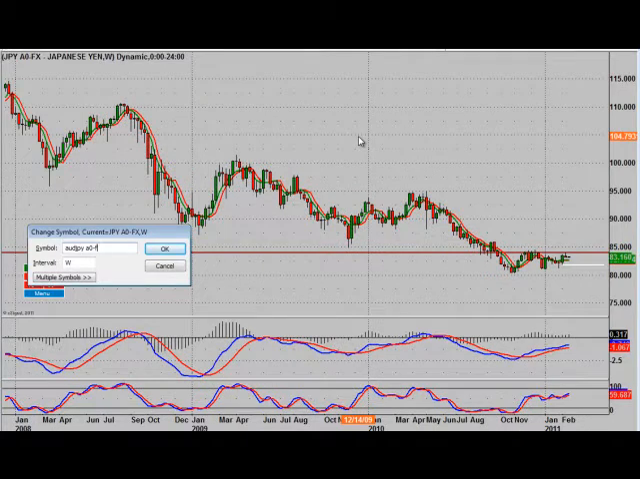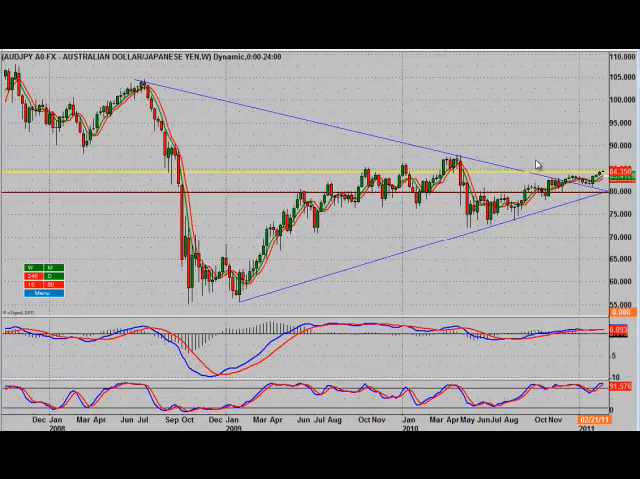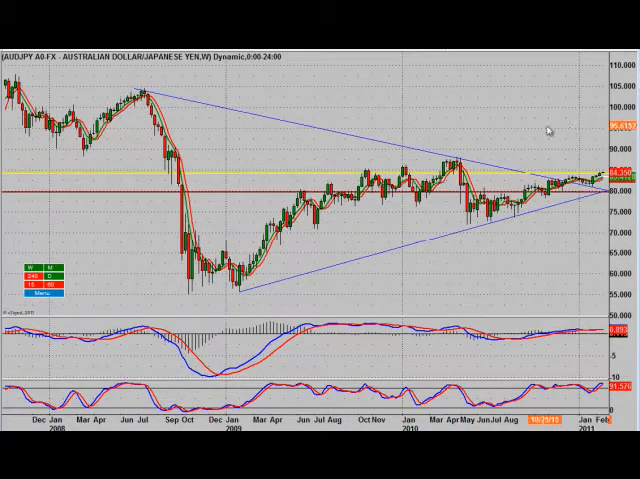Just let me give you a quick example of that, Aussie yen, here on a long-term chart. We talked about this one a lot in the live market exercise. It was a great two weeks doing the live market exercise.